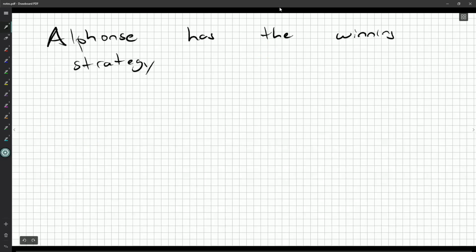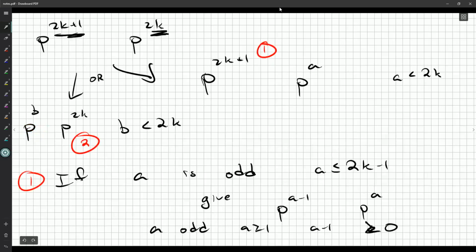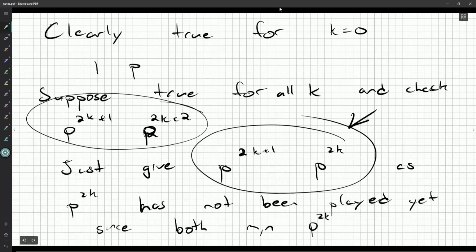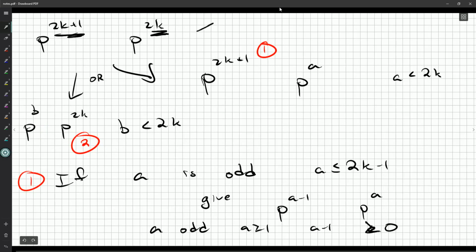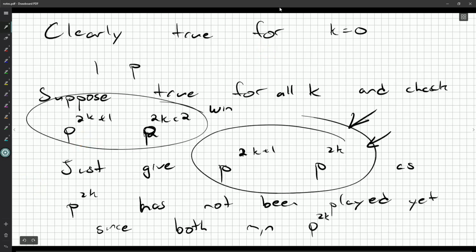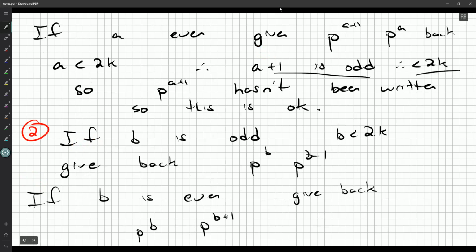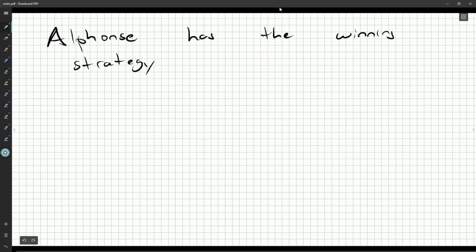So now, I think Alphonse has the winning strategy. Oh, and since this is a winning position if a smaller version of this is a losing position, and this is a losing position if every smaller version of this is a winning position, by induction we understand a sort of win-loss strategy situation. So Alphonse has a winning strategy.